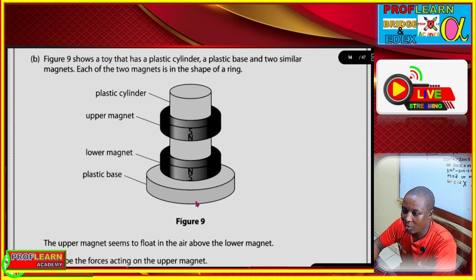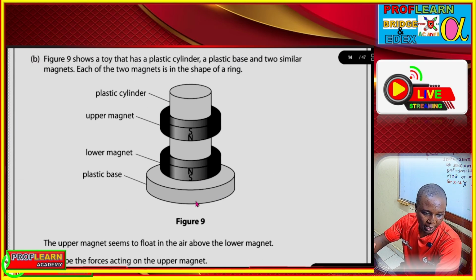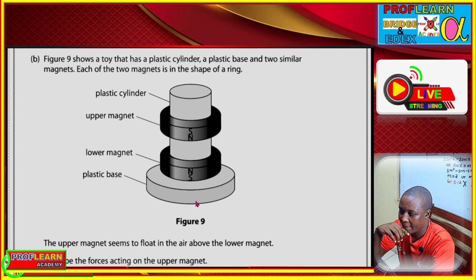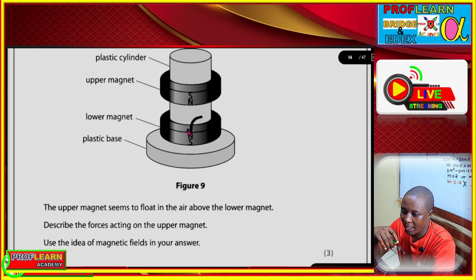Yeah, so in this question, we're told the figure shows a toy that has a plastic cylinder and a plastic base of two similar magnets. So we have two magnets, one placed on top of the other, and we can see one is suspended, just floating like that. Now, the upper magnet seems to float in the air above the lower magnet. Describe the forces acting on the upper magnet.